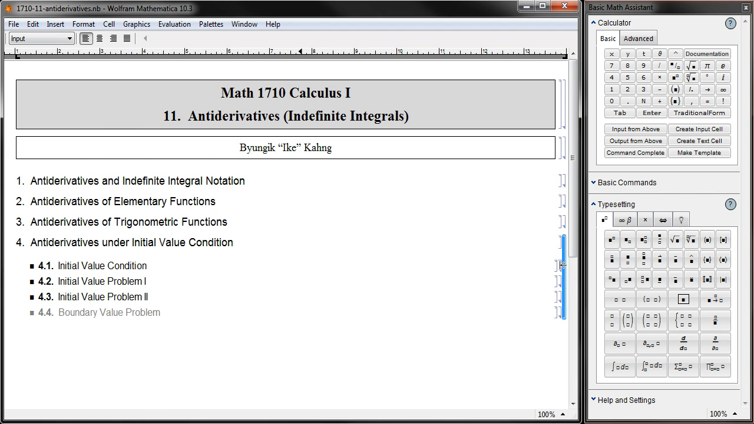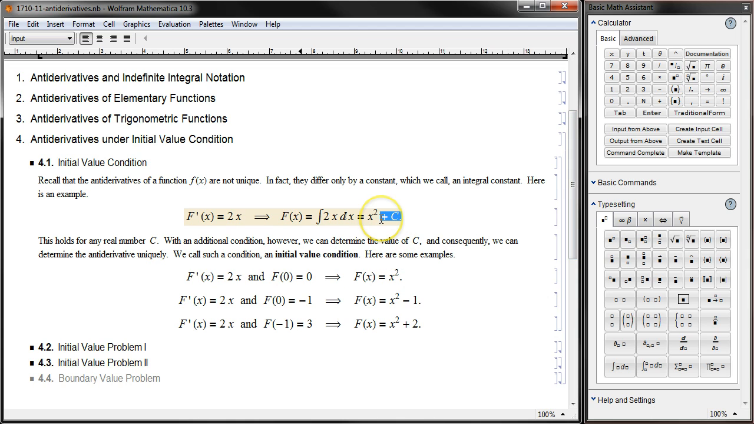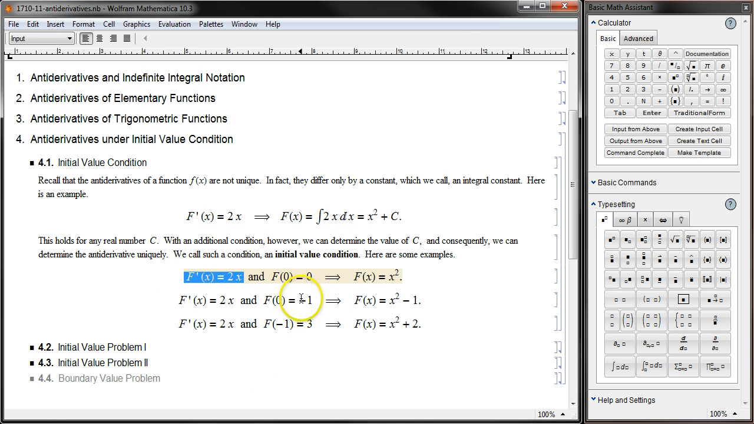Please recall that antiderivatives are not unique, so if you take the antiderivative, you have plus c. But with an additional condition, we can determine this plus c. Here are some examples. Capital F prime is 2x, but let's put an additional condition: F of 0 is 0. In that case, you have to have only this function, F of x is x squared, nothing else.